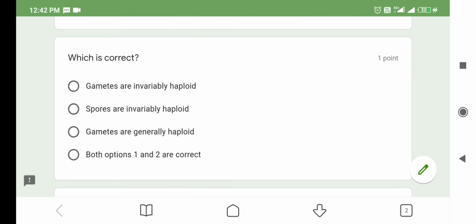Gametes are invariably haploid. What does invariably mean? It means always. As gametes are sex cells, they are always haploid. So here the option 1, gametes are invariably haploid, is correct.